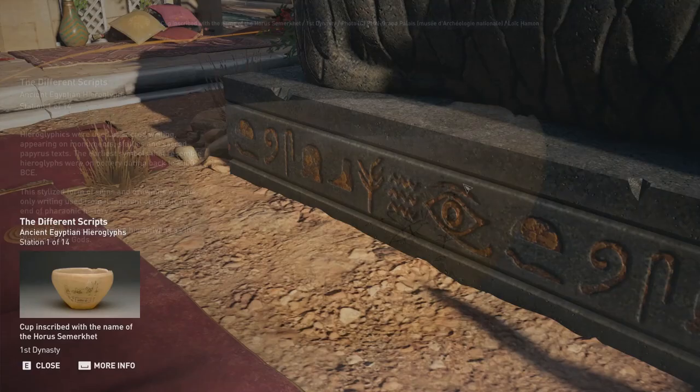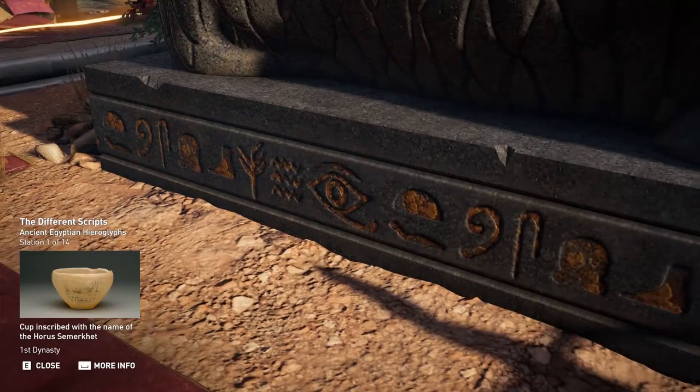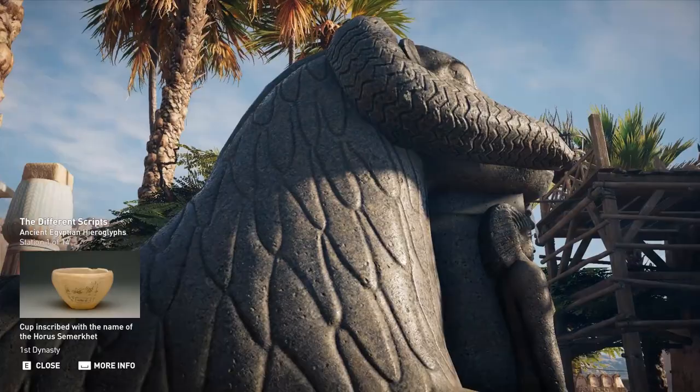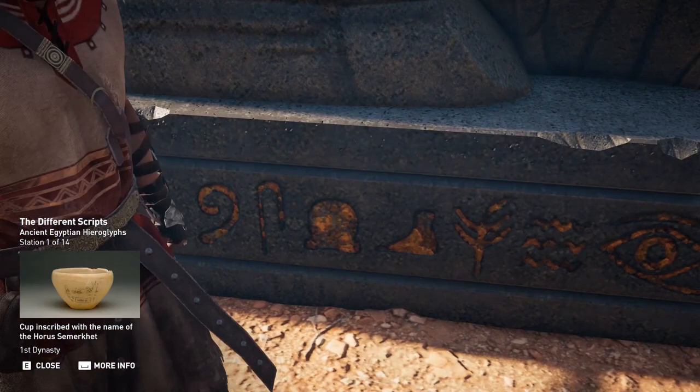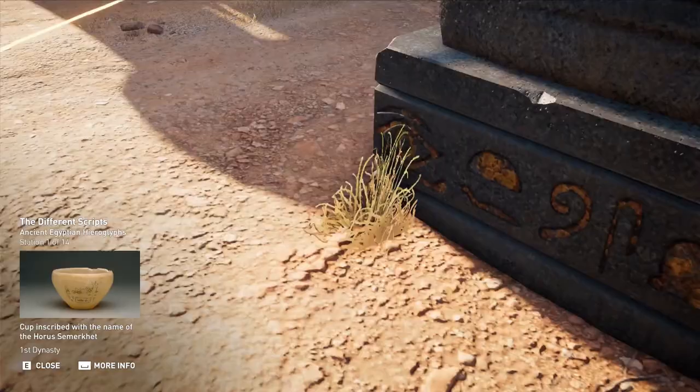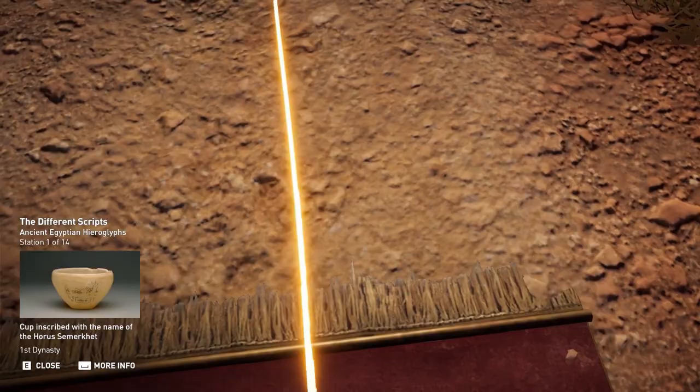Hieroglyphics were used as sacred writing, appearing on monuments, statues, and sacred papyrus texts. The earliest symbols that resemble hieroglyphs were on pottery dating back to 4000 BCE. This stylized form of signs and drawings was the only writing used from its ancient origins to the end of pharaonic history. Ancient Egyptians referred to hieroglyphs as the writing of the gods.